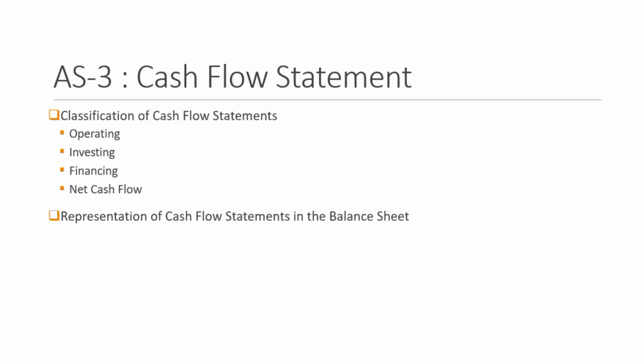Accounting Standard 3: Cash Flow Statements. In this section, we will go through cash flow from activities. We will explain what the direct and indirect methods of cash flow statements are. And if time permits, we will take a problem or case study on cash flow statements, which is a short illustration of what exactly it is.